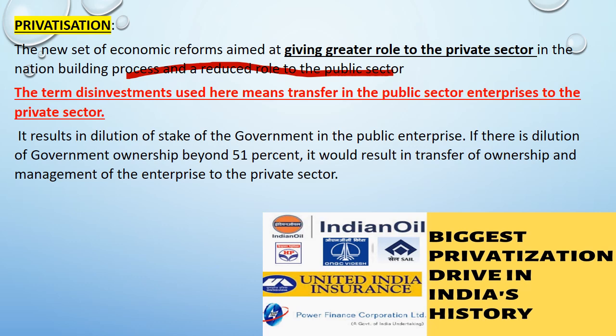So that is what the term disinvestment used here refers to: transfer from public sector enterprise to private sector. So before 1991, most of the companies were public sector, like BEML, HAL, all this, where 51% of the shares were held by the government. After 1991, you see a lot of new companies coming in where all the shares are held by the private sector. So that is the meaning of privatization. Okay. Now the third thing we have is globalization.